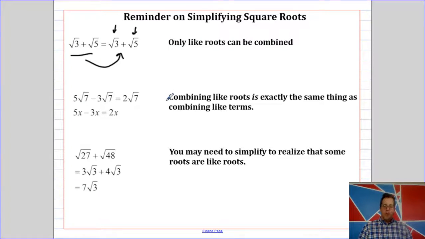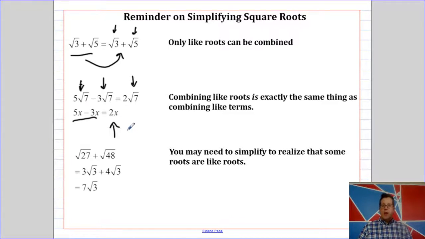Combining like roots is exactly the same thing as combining like terms. So if I say 5 root 7 minus 3 root 7, I approach that in exactly the same way as I do 5x minus 3x. 5 of something minus 3 of something equals 2 of that thing. Doesn't matter if I'm talking about x's or if I'm talking about square roots.